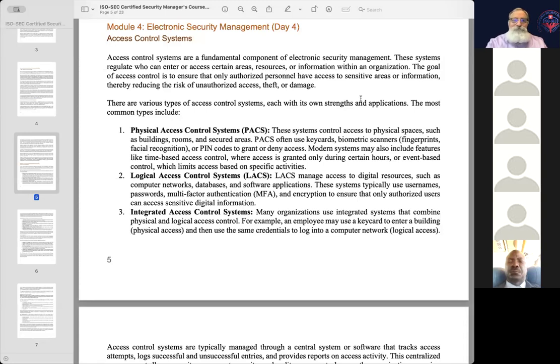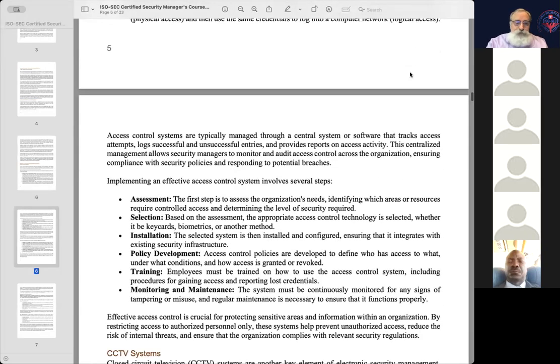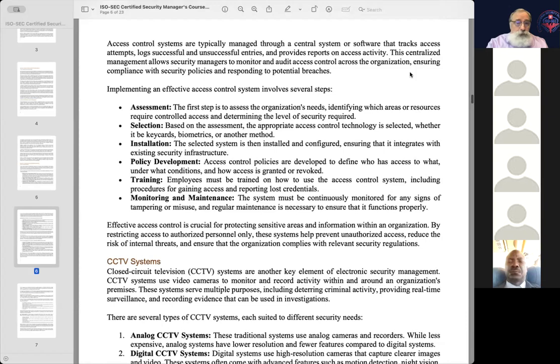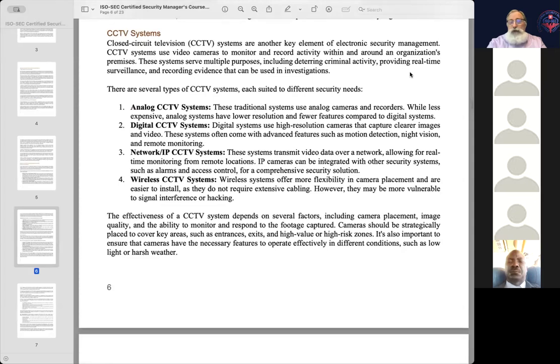So, yesterday we spoke about the access control systems, and policies and everything around this. Today, we will start with CCTV systems, closed circuit television, as it is called.